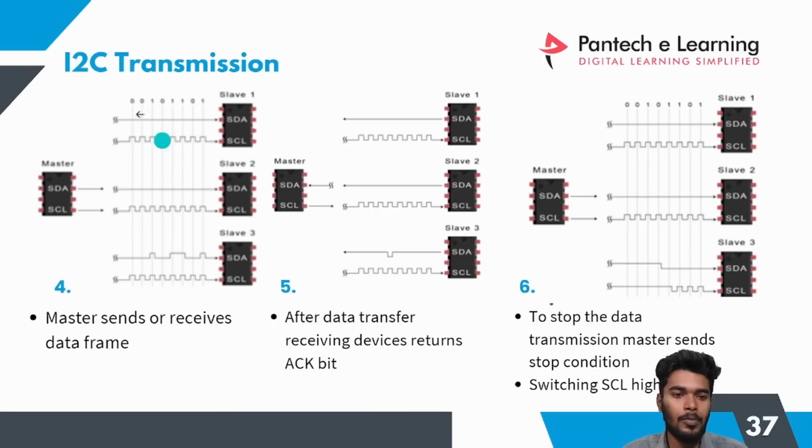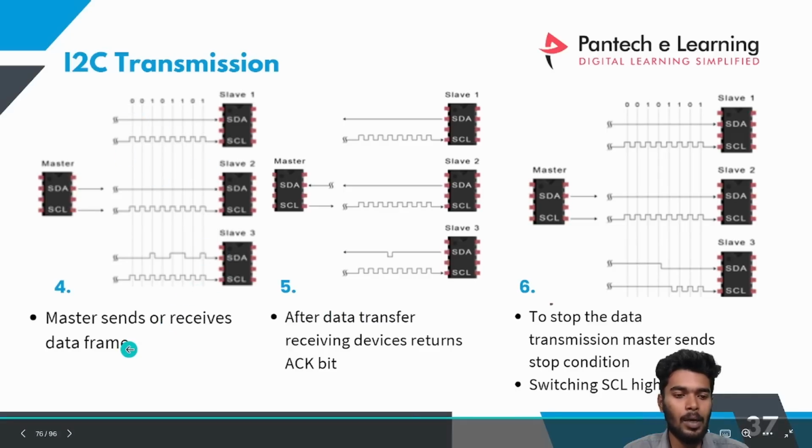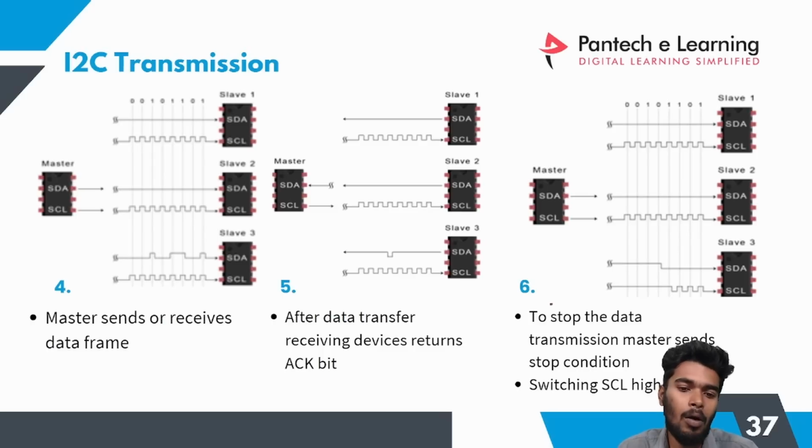It is in bit form. So you can see it, right? 0, 0, 1. This is how the data is transferred to the slaves. The master will send and receive the data from the frame. After transferring the data, the receiving device returns the acknowledgement bit. The acknowledgement bit is present in all the data frames. After transferring the data, the acknowledgement bit will be written as logic 0, so by that we can know that the data has been transferred.